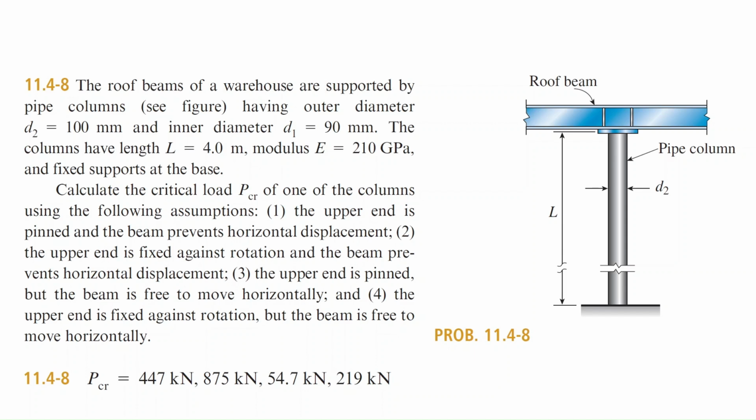And we are going to look at part 1. The upper end is pinned, and the beam prevents horizontal displacement. So this means the column is pinned on the top and fixed on the bottom. So, pinned, fixed end condition. And the critical buckling load from analytical solution is 447 kilonewtons.